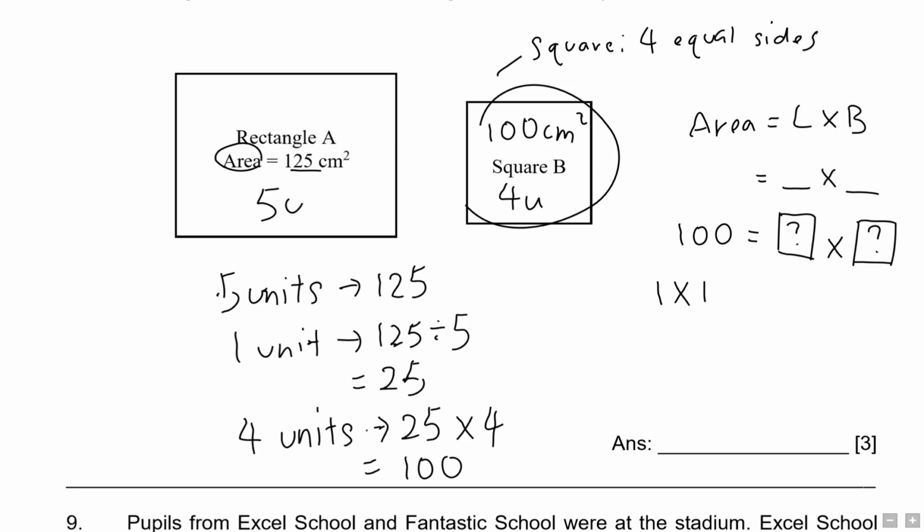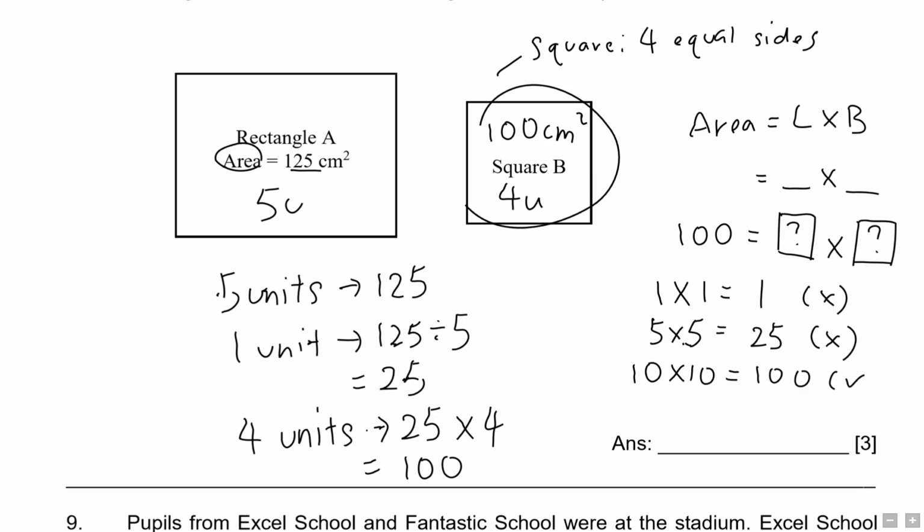Would the numbers be 1? Because 1 times 1 gives you 1. Cannot be, yeah? Okay, so we jump faster. Is it 5 times 5? Cannot be, because it's 25 only. So if you do this on and on, you will find that each side has got to be 10, because 10 times 10 gives you 100. So I know that the area is 100. Each side must be 10 centimeters.